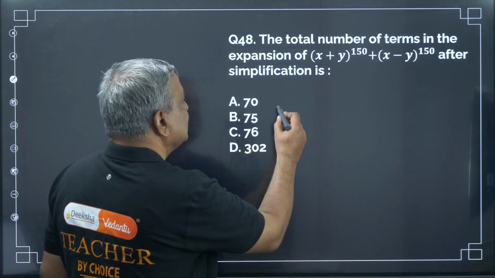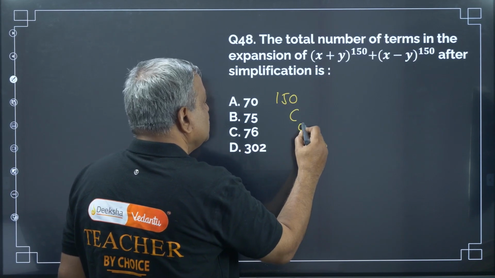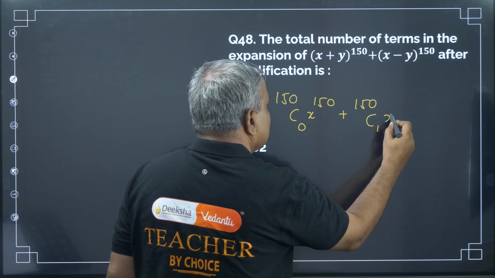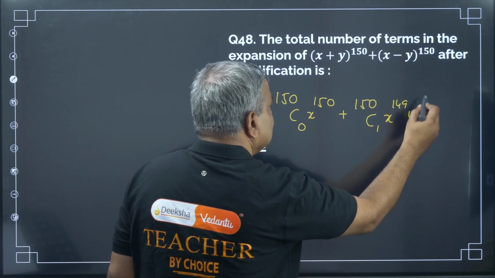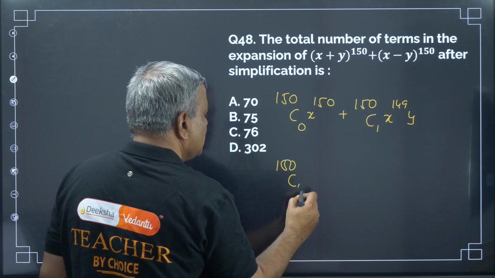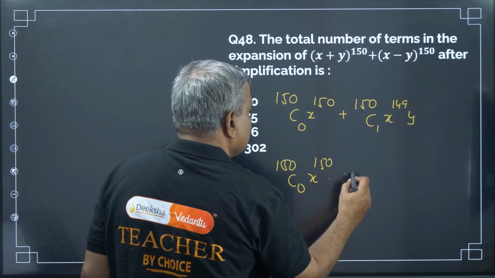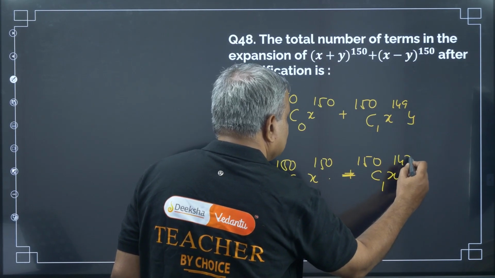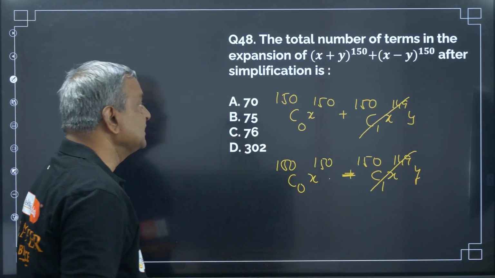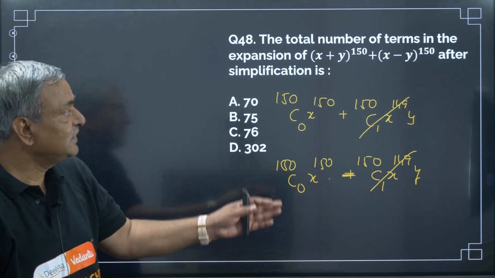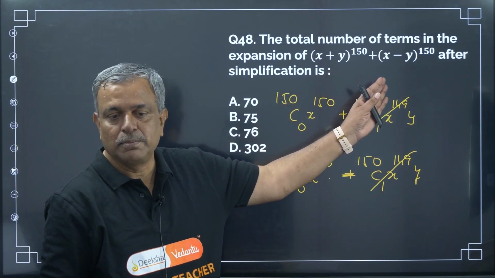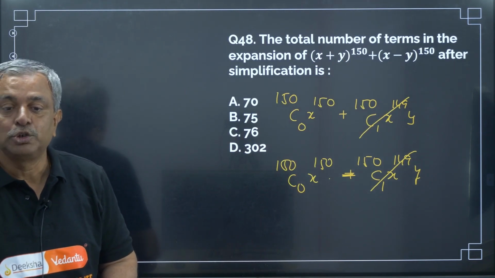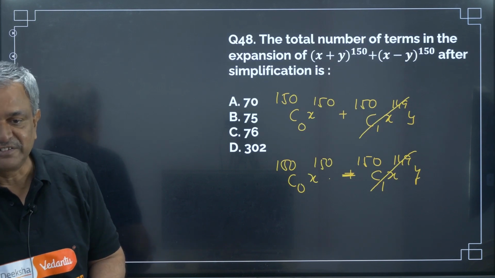When you expand this, 150C0 x^150 + 150C1 x^149 y will cancel with 150C0 x^150 − 150C1 x^149 y. These two terms will cancel. Normally 151 terms are there, so half of the remaining are cancelled, so the count will be 150 divided by 2 plus 1. So 75 plus 1, 76 terms will be there.